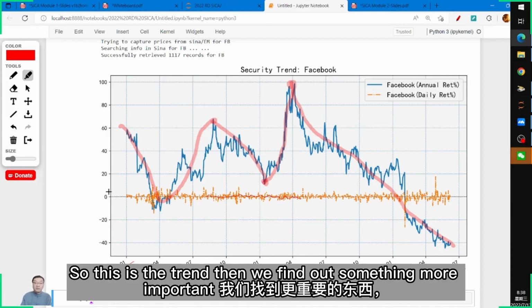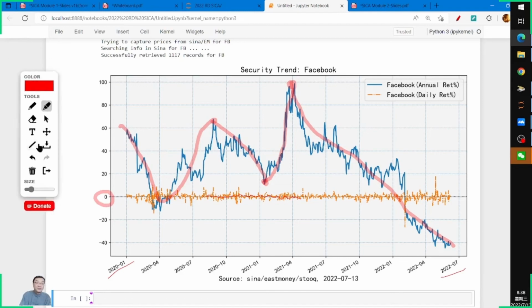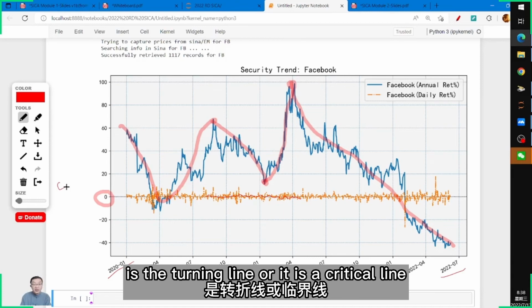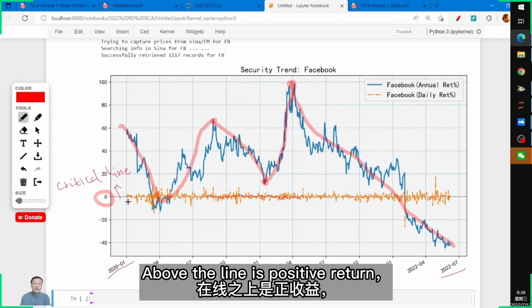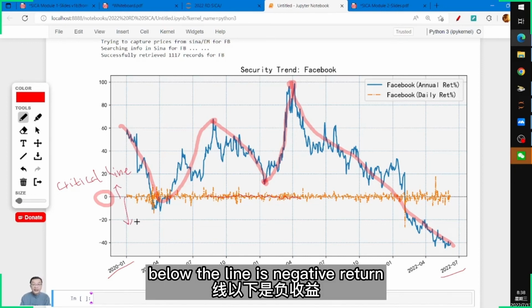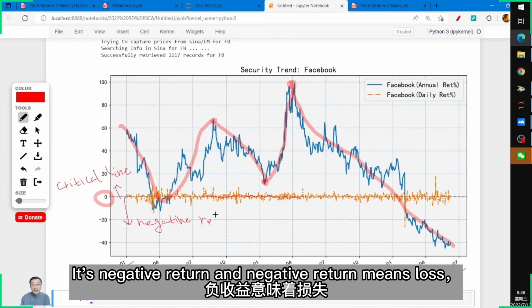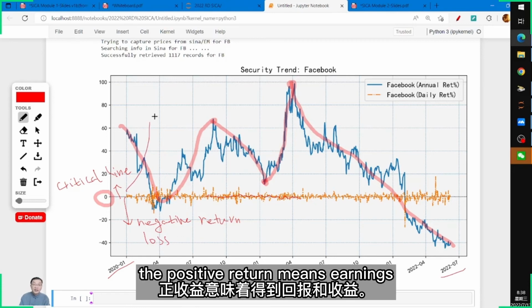Then we find out something more important here. It is the return, the turning points. It's the turning line, or a critical line. Above the line is positive return. Below the line is negative return. And negative return means loss. The positive return means earnings.